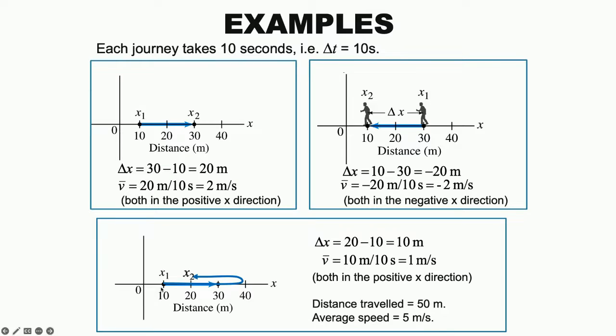But if we have something that moves from x1 up to 40, then back to x2 at 20, then we still only get a 10 metre displacement. And so with that, we get the velocity of 10 divided by 10, and that's 1 metre per second. And we get the distance travelled, again, that goes all the way up to 40, then back down to 20, is 50 metres, but the displacement is only 10. So these are the important factors to remember, and we'll show examples this week and next week.